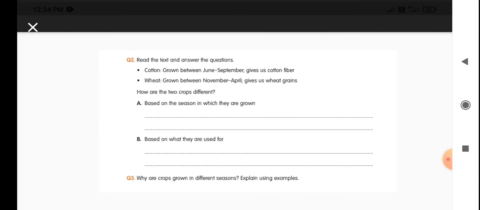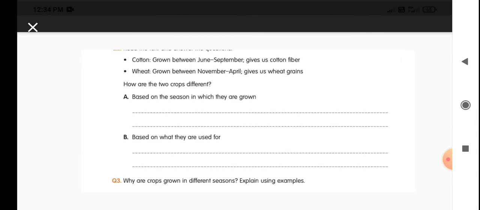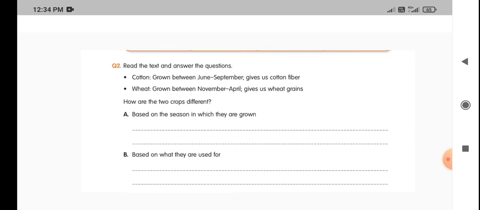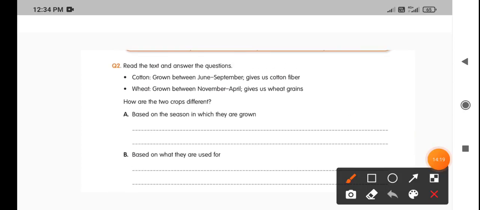Cotton grown between June to September gives us cotton fiber. And wheat grown between November to April gives us wheat grains. Just now I explained all this to you. So based on this, you need to answer the questions given below. The first one is, how are the two crops different based on the season in which they are growing? See, these plants, cotton, are known as rainy season crops.